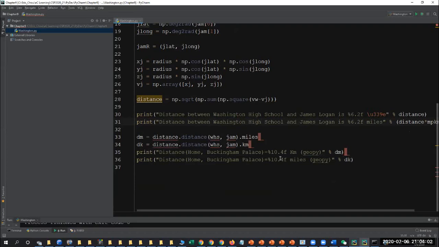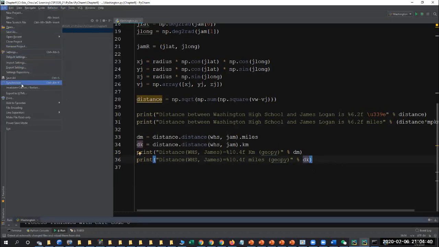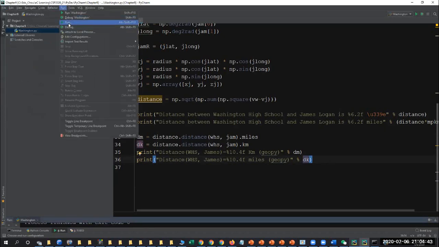Okay, this one is correct. So here distance of WHS, and this one change to James. Here may be some hidden data as well. I think there's some hidden data there that actually causes the trouble. Anyway, here let me save all and run.